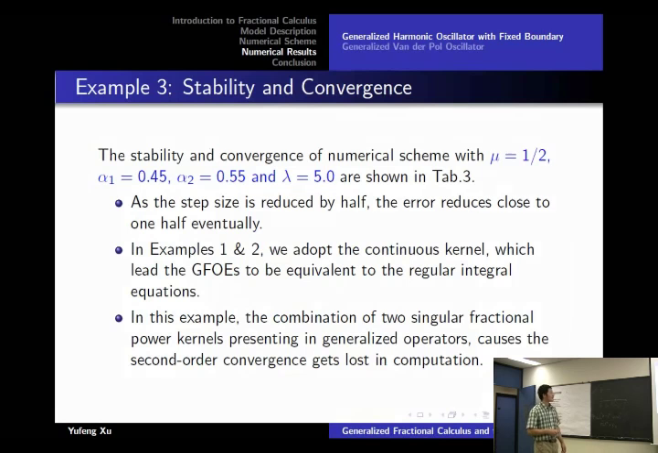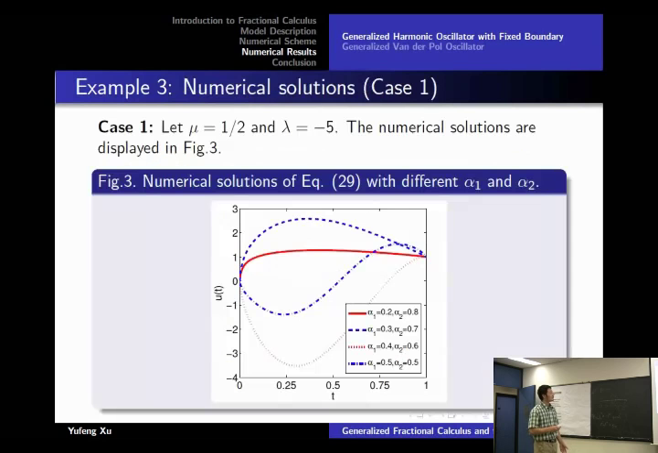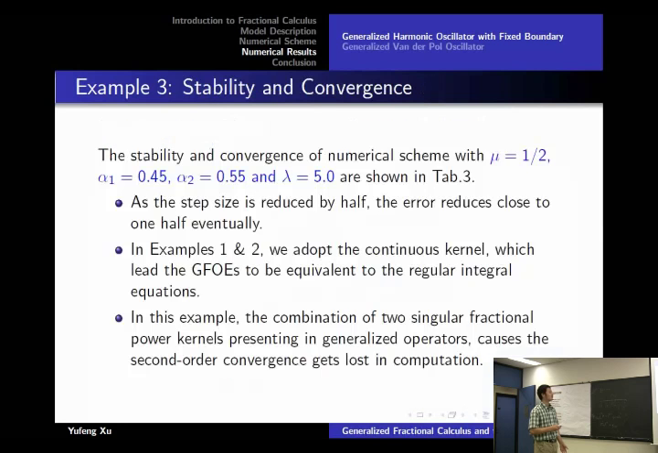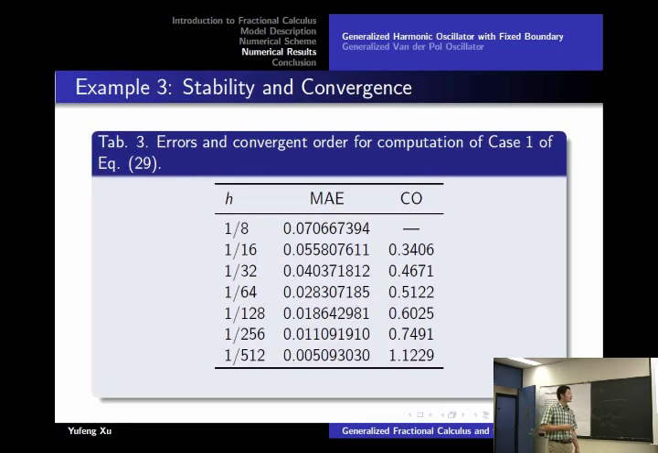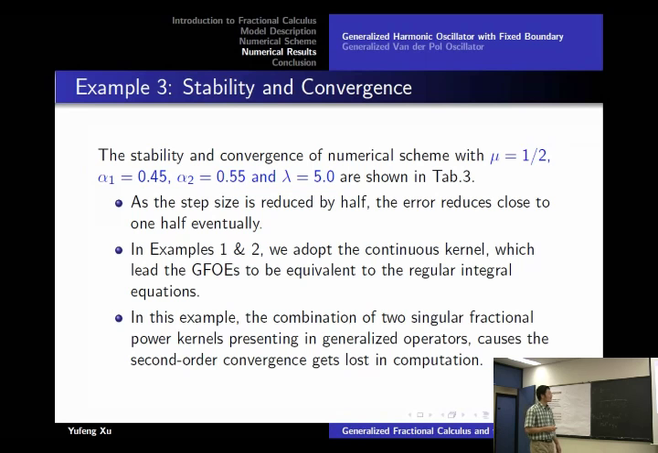Now the stability. I also do the same thing. Take mu equal to 1/2, alpha 1 pretty close to alpha 2, but I never take them the same, and lambda equal to 5. Over here I take lambda equal to -5. So I change the lambda over here. Since the kernel is singular, from this example, as we reduce the step size by half, we just see first order convergence. The convergence is a little bit less than first order. So the observation is, as the step size is reduced by half, the error is reduced to close to 1/2 eventually.